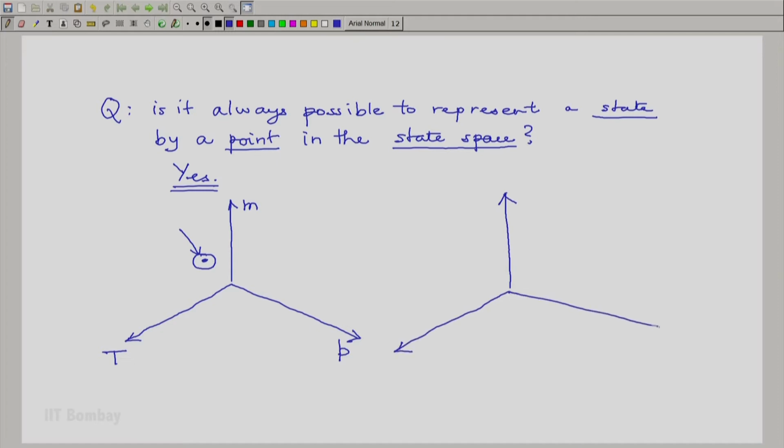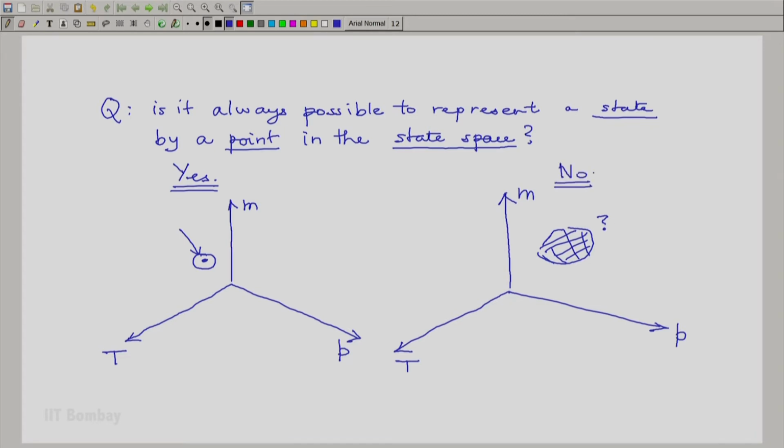And if they are not uniquely defined, it may not be possible for us to represent that so-called state by a point. We will get some sort of a nebulosity. We do not know what the state is.